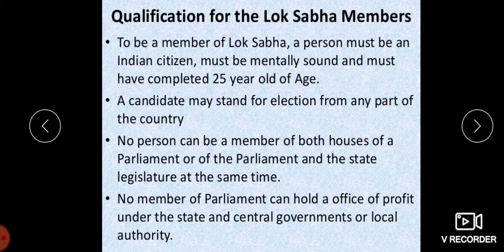Examine the policies of the government thoroughly, keep the government, council of ministers and officials alert, and has a respectable position in the legislature. Now we will move on to the Lok Sabha. We will move on to the Lok Sabha Speaker. The Lok Sabha Speaker. The Speaker is the presiding officer of the Lok Sabha.